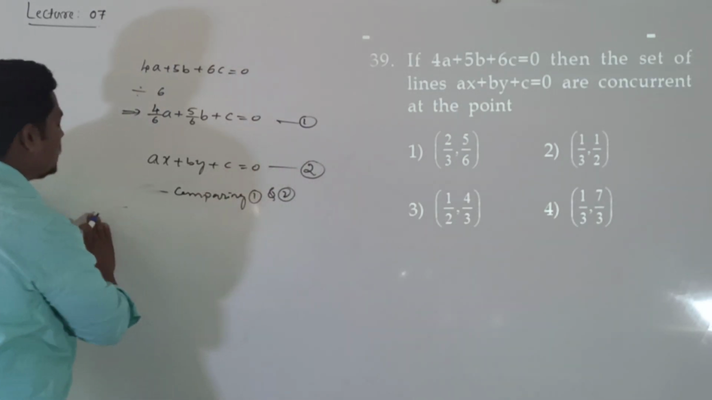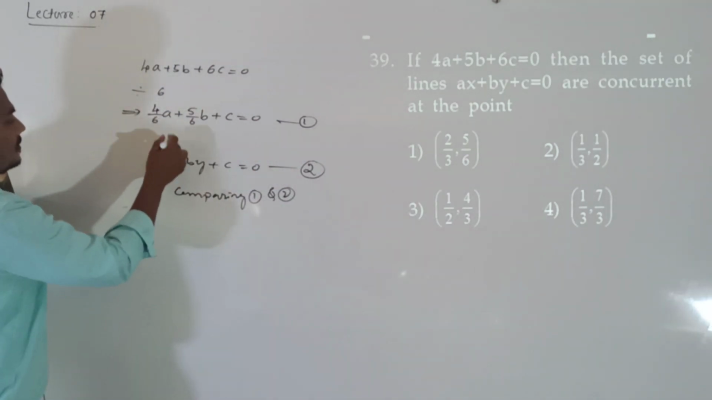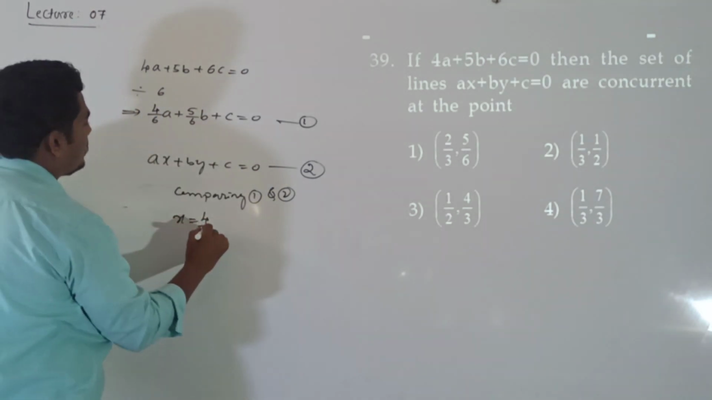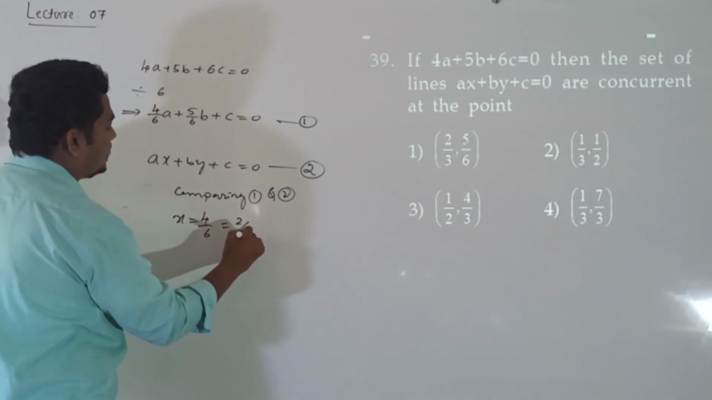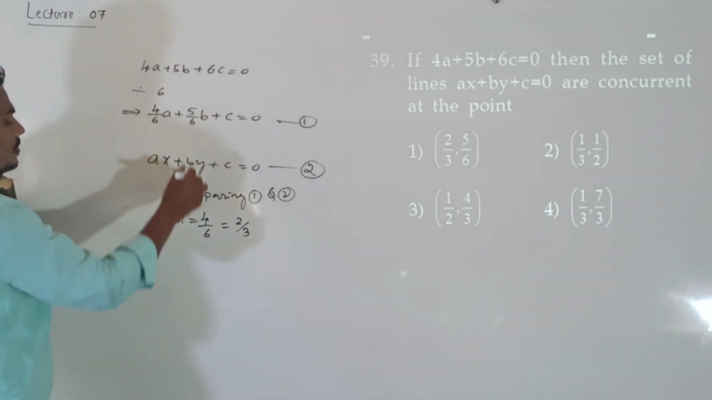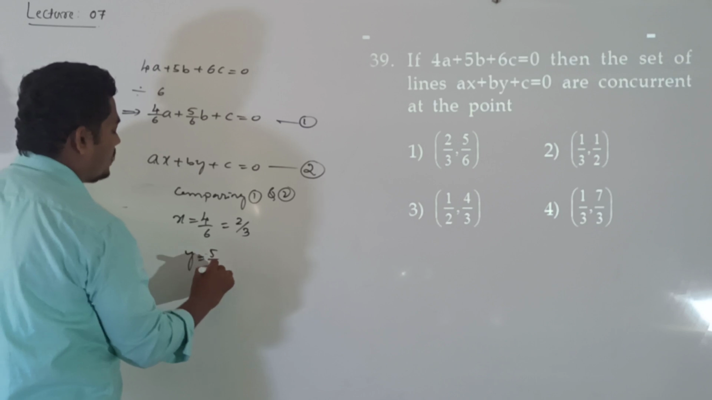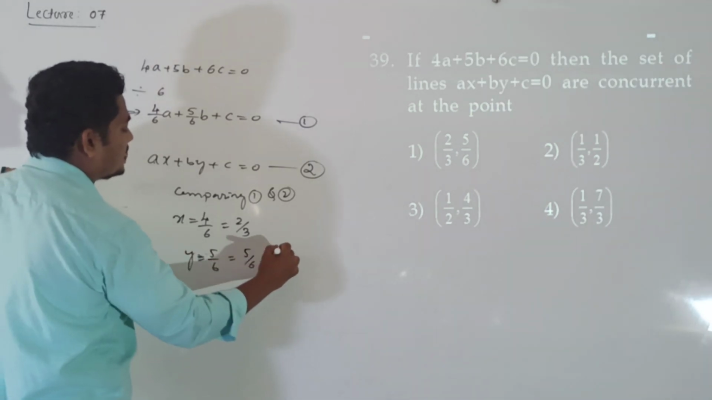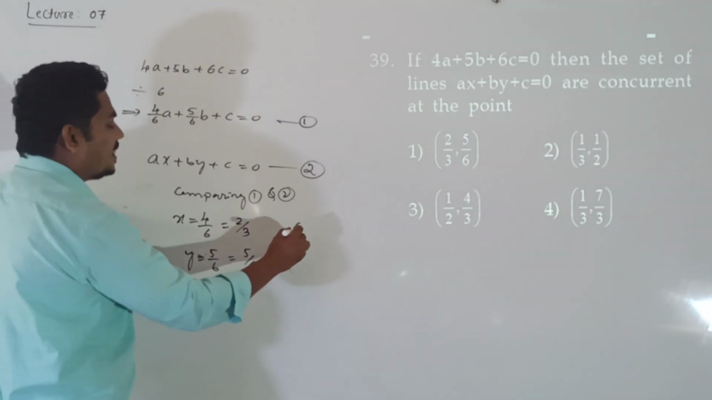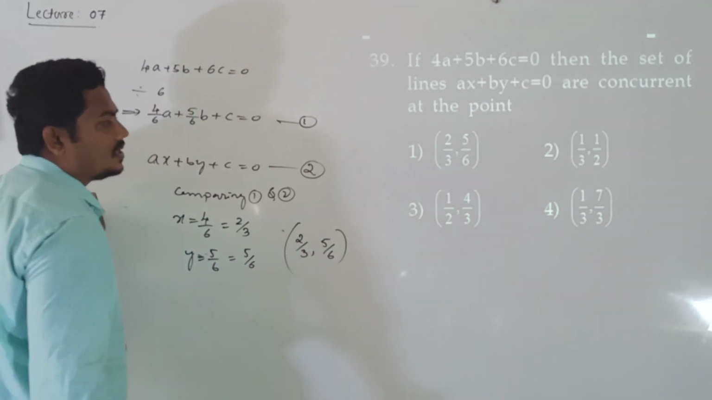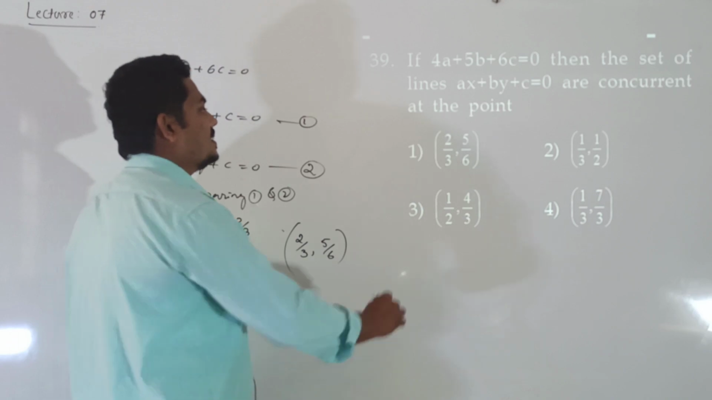Comparing equation number 1 and 2, x value is, therefore x equals 4 divided by 6, that is equal to 2 by 3. Then y value is 5 by 6, y is equal to 5 by 6. Means the point is (2/3, 5/6).